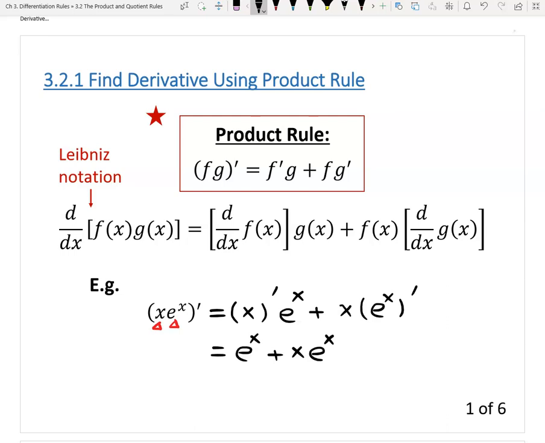Okay, and somehow you can stop here, or if you like, you can factor out the common factor, e raised to the x power. Therefore, this is 1 plus x times e raised to the x power. Okay, so I stop here. See, at least you can see the product rule is easy to use. All we need is to directly follow the product rule.